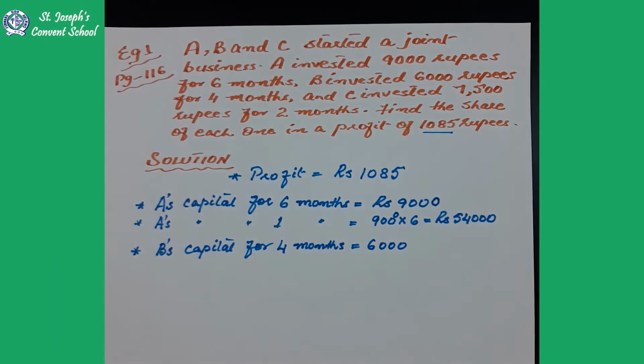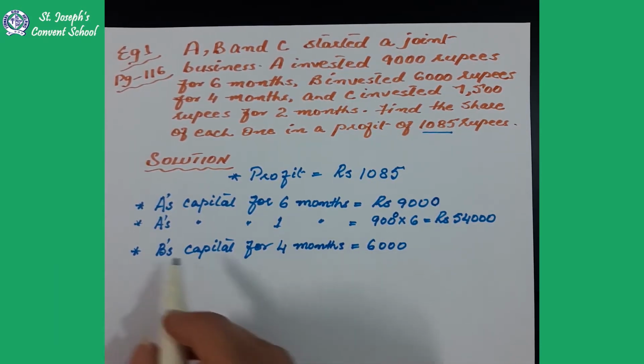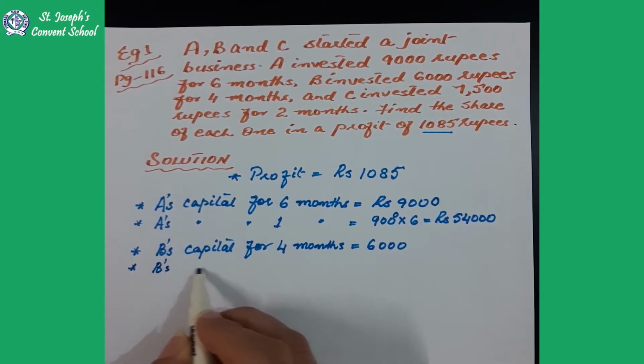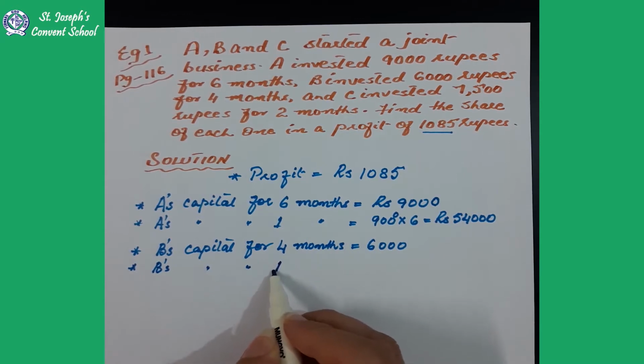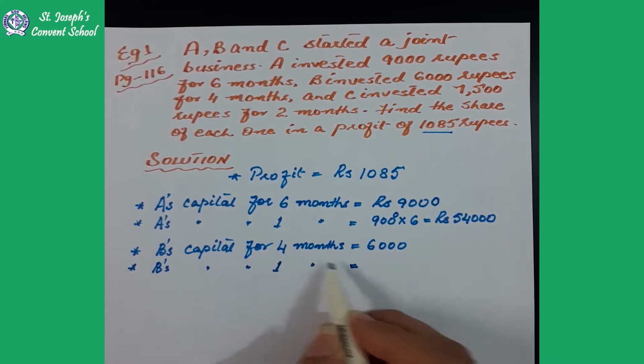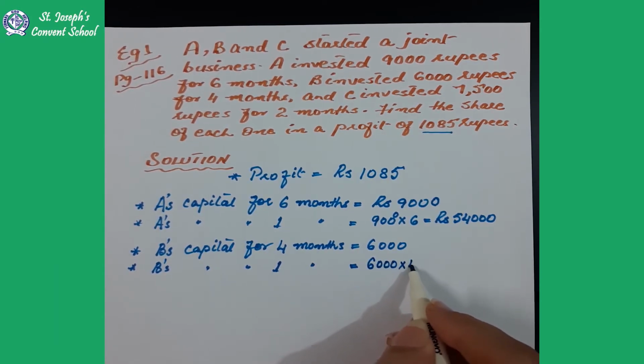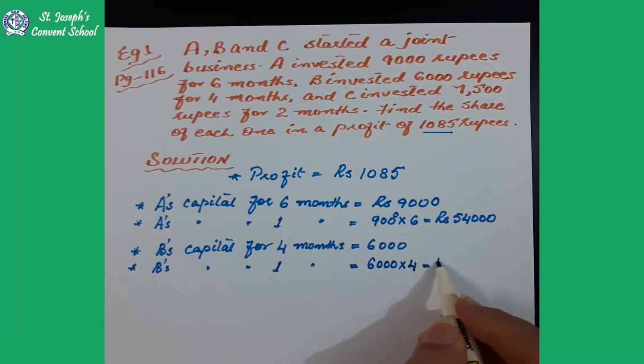Okay. Now B's capital for 4 months is 6,000. So for 1 month, B's capital for 1 month is 4 into 6,000. Okay, 6,000 multiplied by 4, so the amount is 24,000.